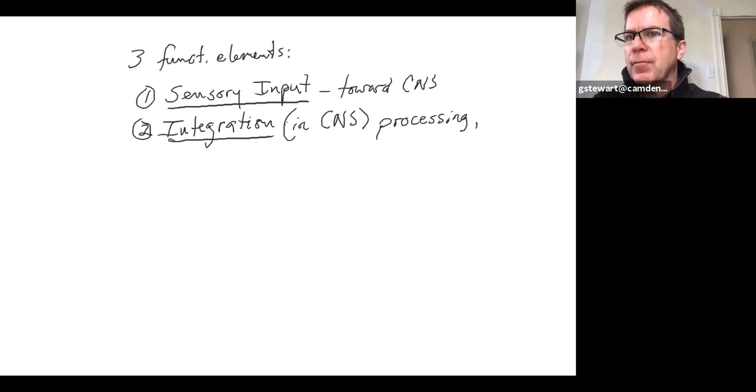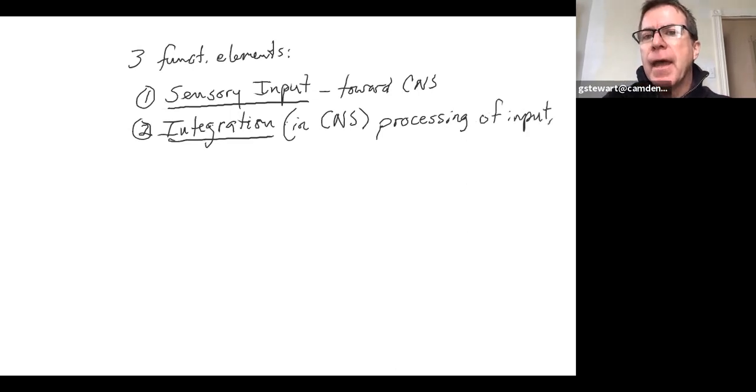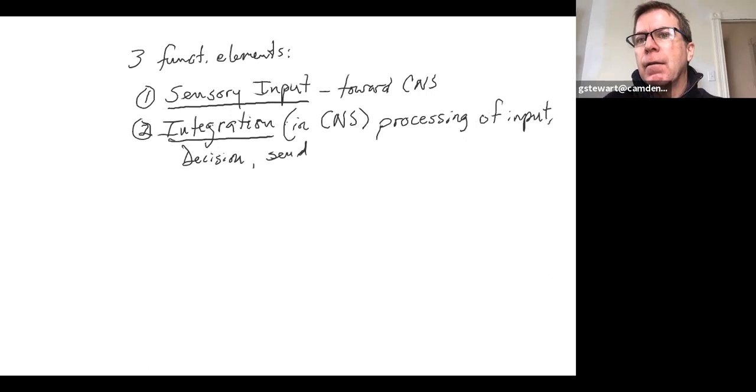So we get processing, let me erase that comma really quickly. Processing of input. And then I'm going to just write decision, consciously or unconsciously, subconsciously. So we get processing of input, decision, and then the sending of a response or command. That's largely what goes on in the central nervous system.